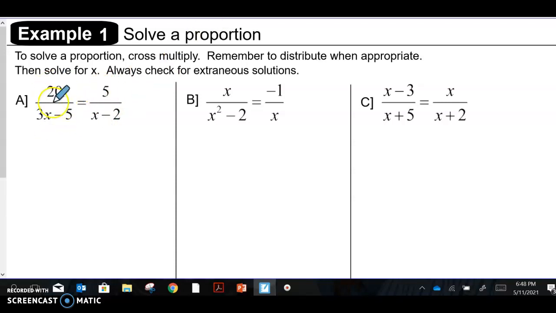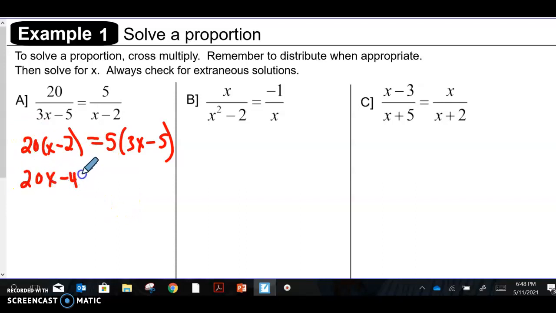In other words, we were told to take 20 times x minus 2. And we realized that that's going to equal 5 times 3x minus 5. So we want to find the x that makes that true. So we'll distribute 20. 20 times x is 20x. 20 times 2 is 40. We'll distribute 5. 5 times 3x is 15x. 5 times 5 is 25. We get our x's on one side.